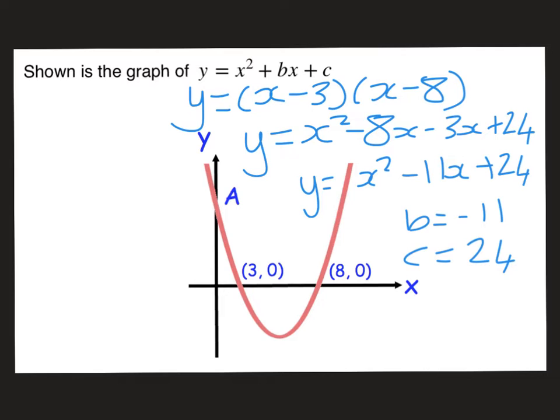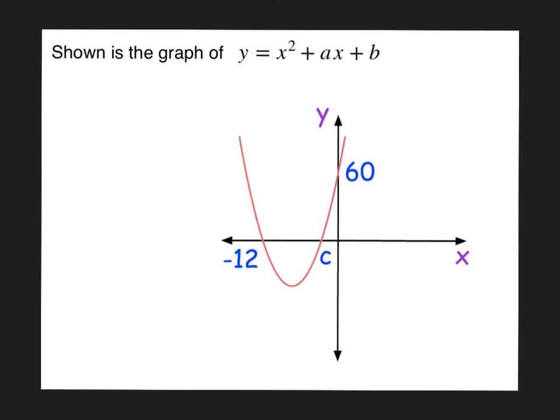What you might also be asked is, what is that coordinate? Well, that is the y-intercept. And the y-intercept occurs when x equals 0. And I can see the y-intercept because it's c here. When x is 0, I have 0 lots of x squared, well, 0 squared, plus b lots of 0, and then c. So c is 24. So that would be 0, 24.